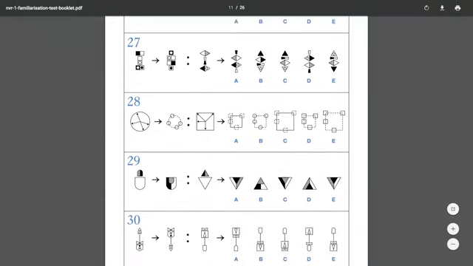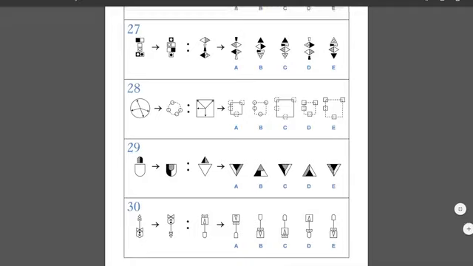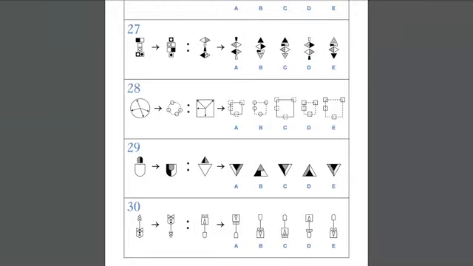This was a little confusing. Try doing 27, 28, and 29. Then I'll give you the answers. 27. Yeah, that's an easy one. We are just looking at the shapes, what's happening to them, and then we are making the answer. 27 is D. Again, the same thing is happening.